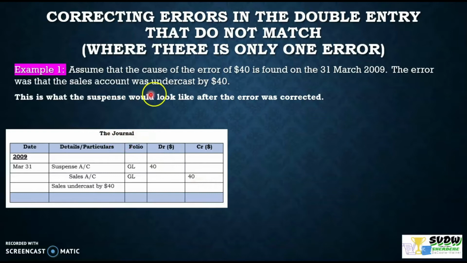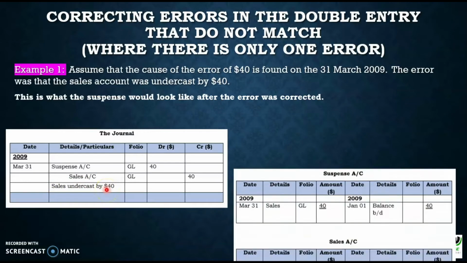Now that the sales account was undercast, we need to increase the sales account. And to increase it, we will definitely have to credit the sales account, seeing that it normally carries a credit balance. And once we have credited the sales account, we're definitely going to debit the suspense account because we must have a debit for each credit. And we will have the narrative: sales undercast by $40.